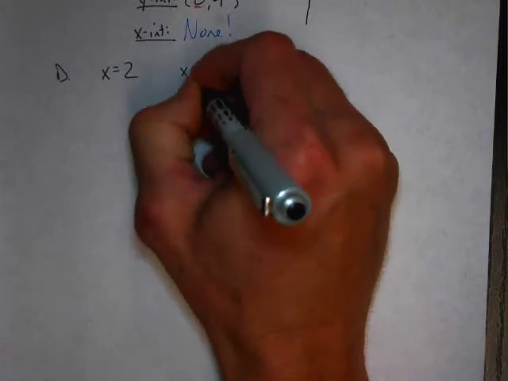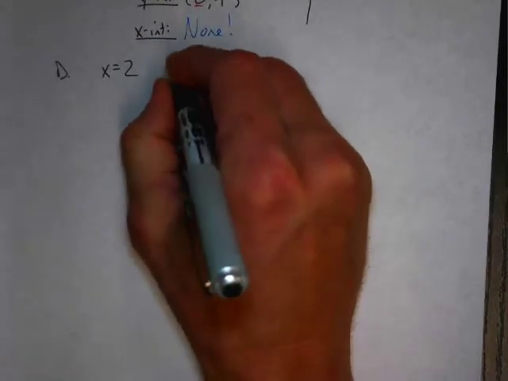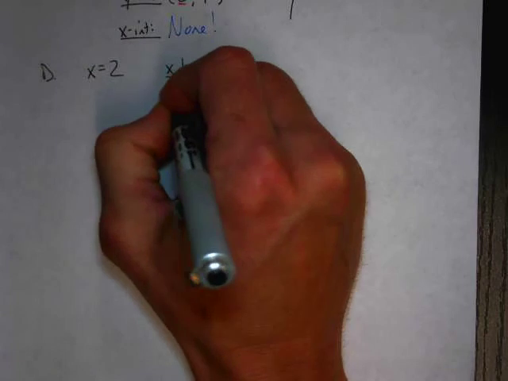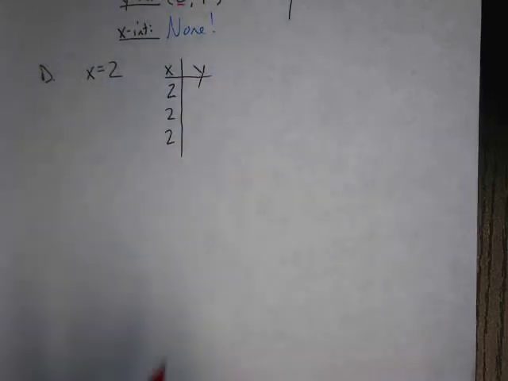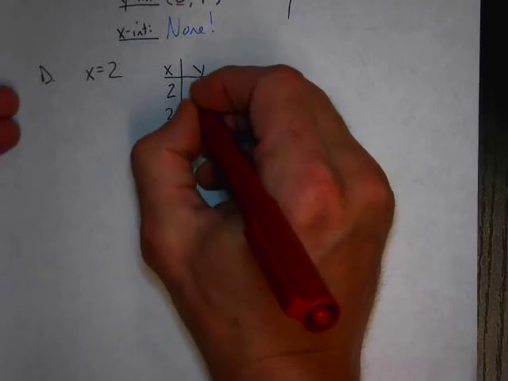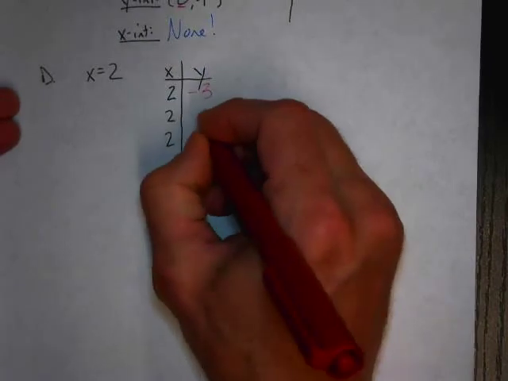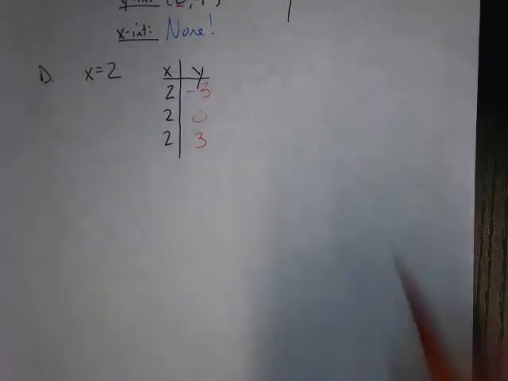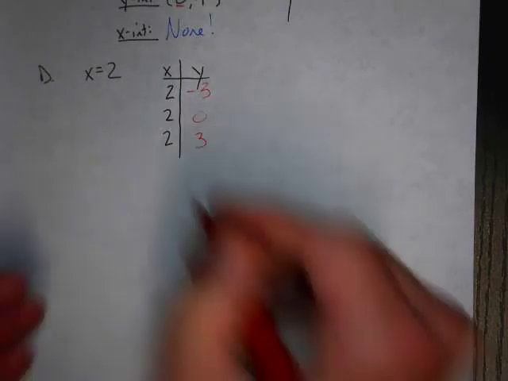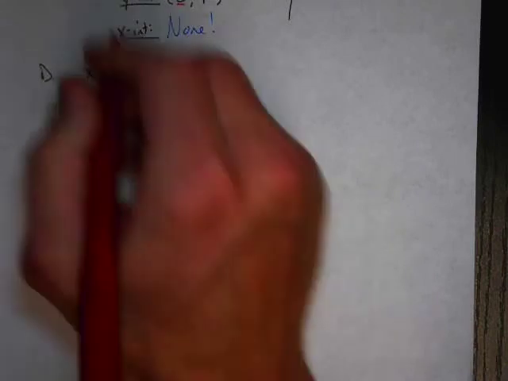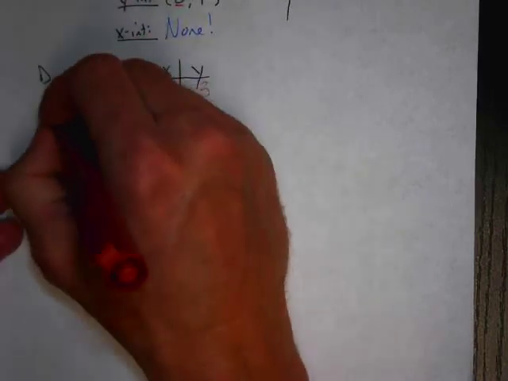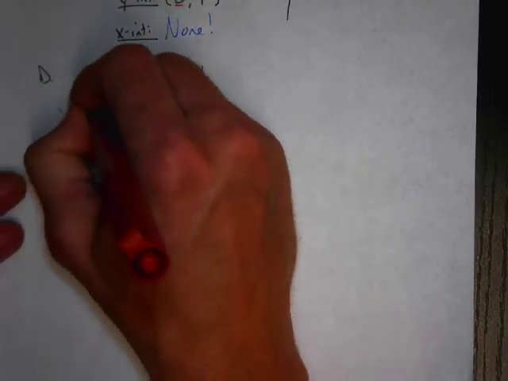So what does that mean for the table of values? It means in my table of values, my x is already set. It's set at 2. And it doesn't matter what my y values are. Okay, so my y values could be negative 3, 0, 3. Why not? So I have these for my y values, and I'm ready to go. And again, from the guaranteed pass notes, if it's x equals, we already know it's going to be a vertical line.